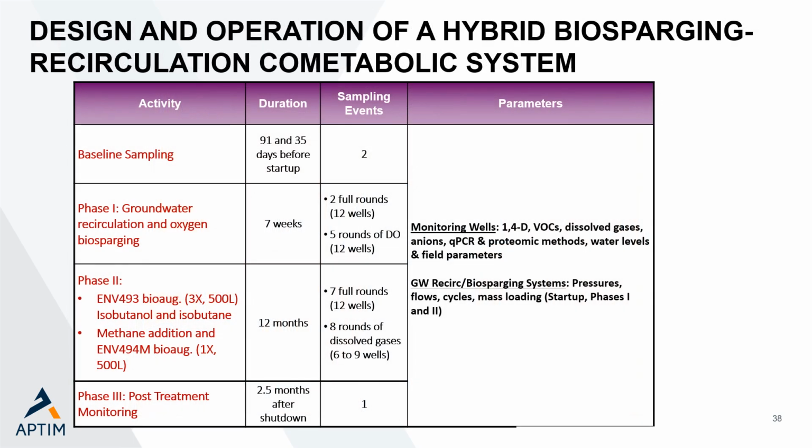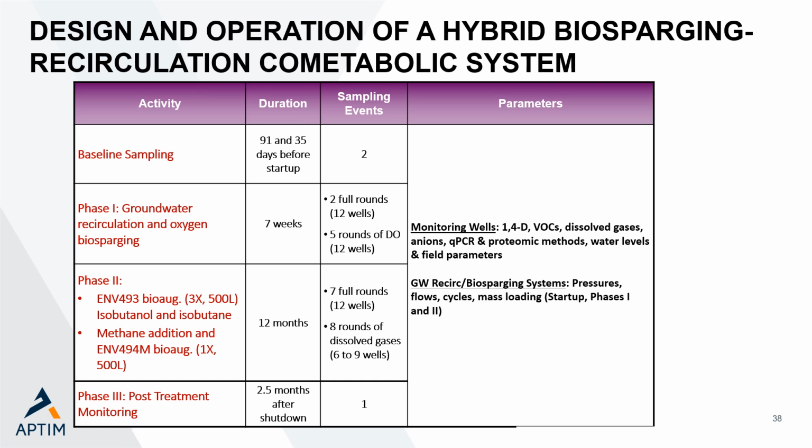Great. So now you've seen some videos on the design and operation of this hybrid cometabolic system. I'm just going to finish up by showing you a little bit of field data. Basically, here's the series of events that occurred. We started out with baseline sampling, then did a phase for about 7 weeks where we did groundwater recirculation and just oxygen biosparging, in part just to look at equilibration of the different contaminants within the plot, and then also to see how well we could distribute DO throughout the system.